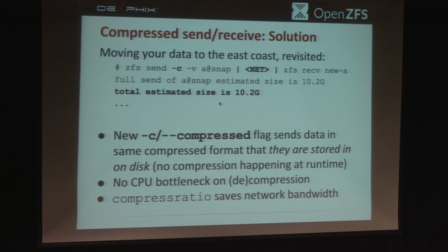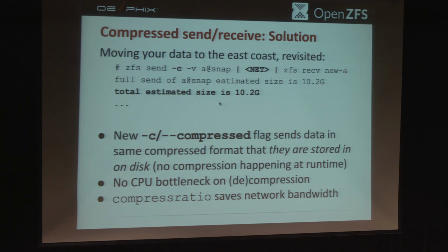The way that it actually works on the command line is very simple. You just add the -c flag to the send command, and now you can see that the estimated send size is much smaller, only 10 gigs. So we're going to save hours to days of that original send.